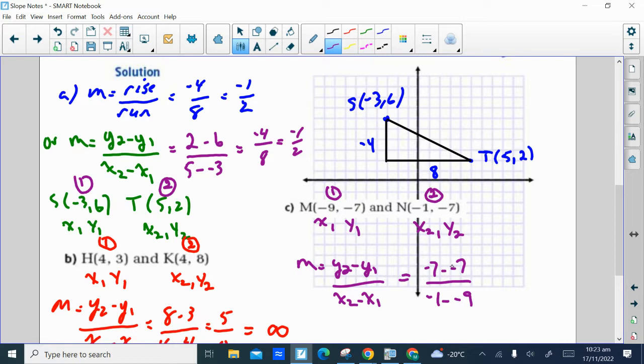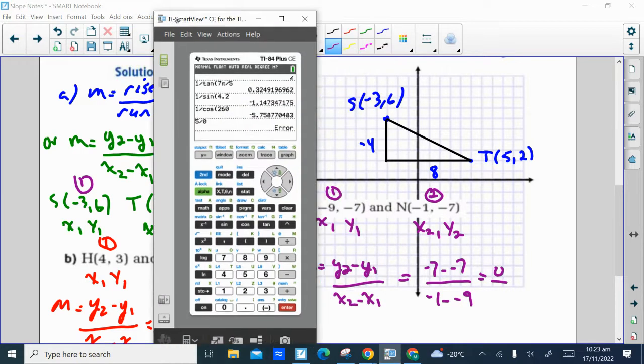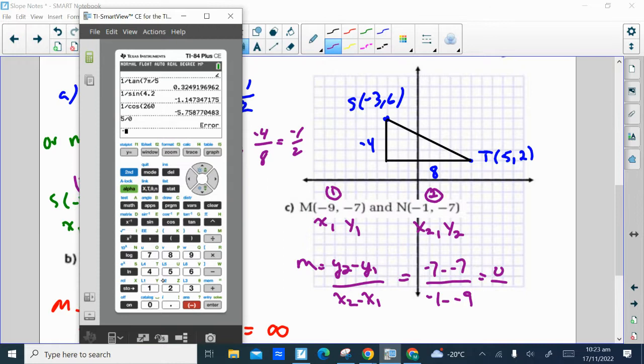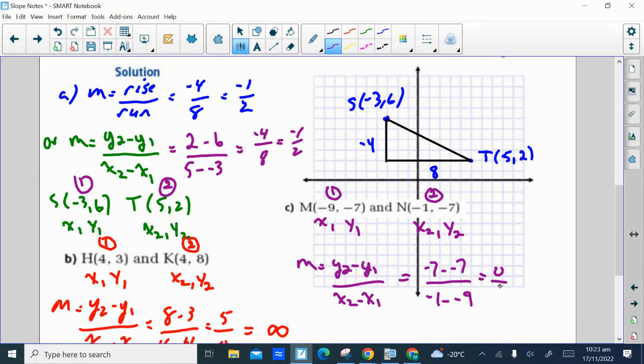Remember that a minus minus becomes a plus positive, so negative 7 plus 7 is actually 0. And you can put this in your calculator exactly the way it's written. Negative 7 minus negative 7. It'll give it to you. That's 0. Over negative 1, again the minus minus becomes a plus positive. Negative 1 plus 9 is positive 8. And 0 divided by anything is 0.